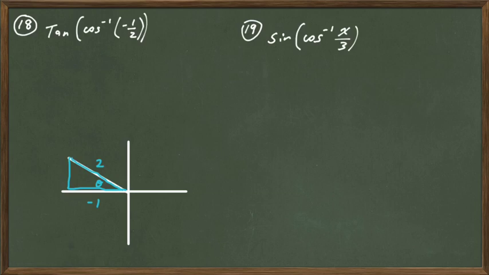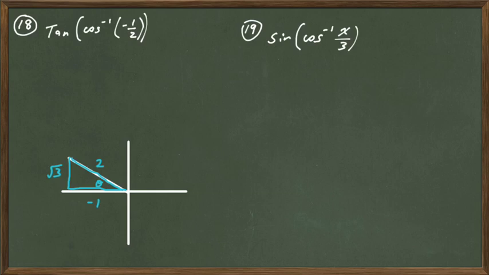Okay, so I knew it was an arc cosine. Arc cosine only comes from quadrant 1 and 2. Because it's negative, it's in quadrant 2. Cosine is adjacent over hypotenuse, so I set it up that way. 4 minus 1 makes this side radical 3.